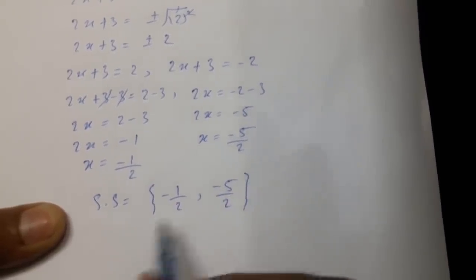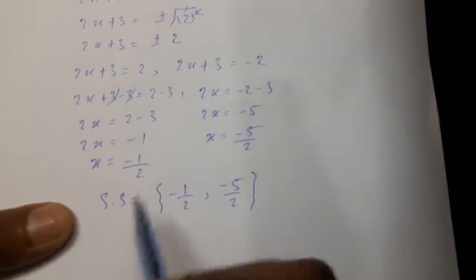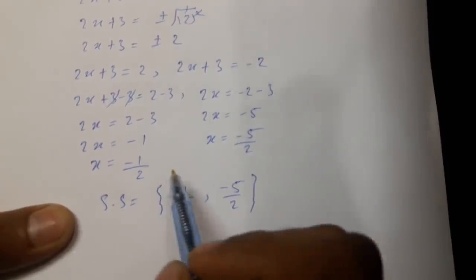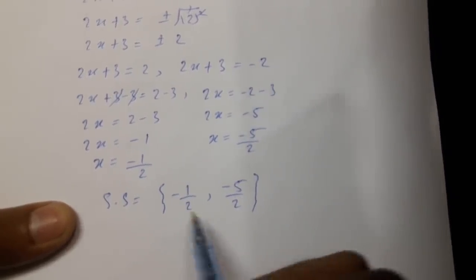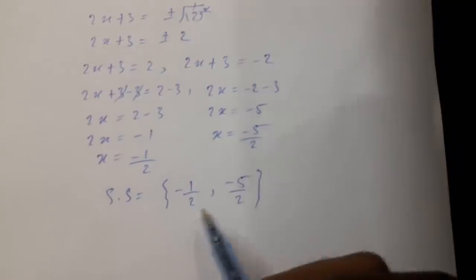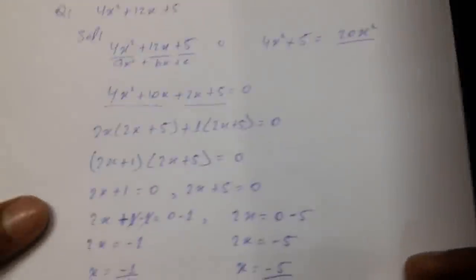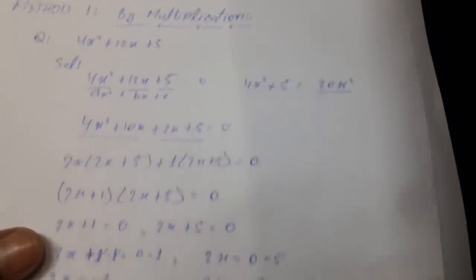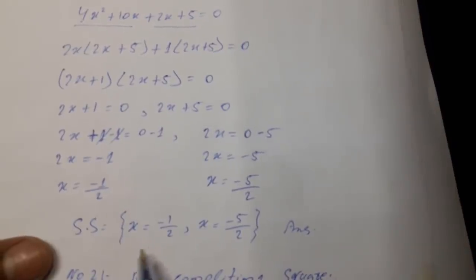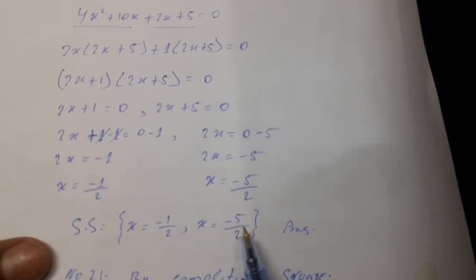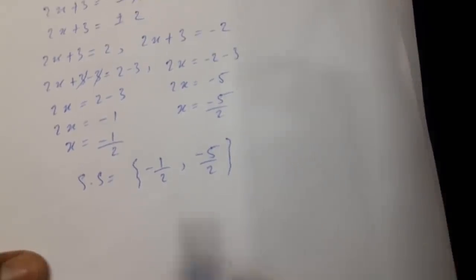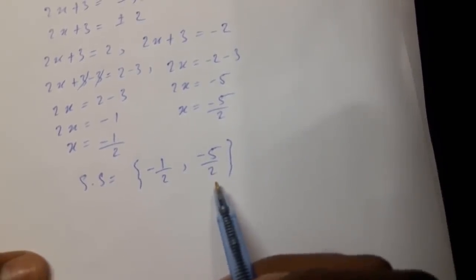You noted that the question we solved by multiplication, the answer was the same. This question we solved by completing the square, the answer was the same. As you see here, the question was solved by multiplication and the answer is x is equal to minus 1 by 2 and minus 5 by 2, and here you see minus 1 by 2 and minus 5 by 2.